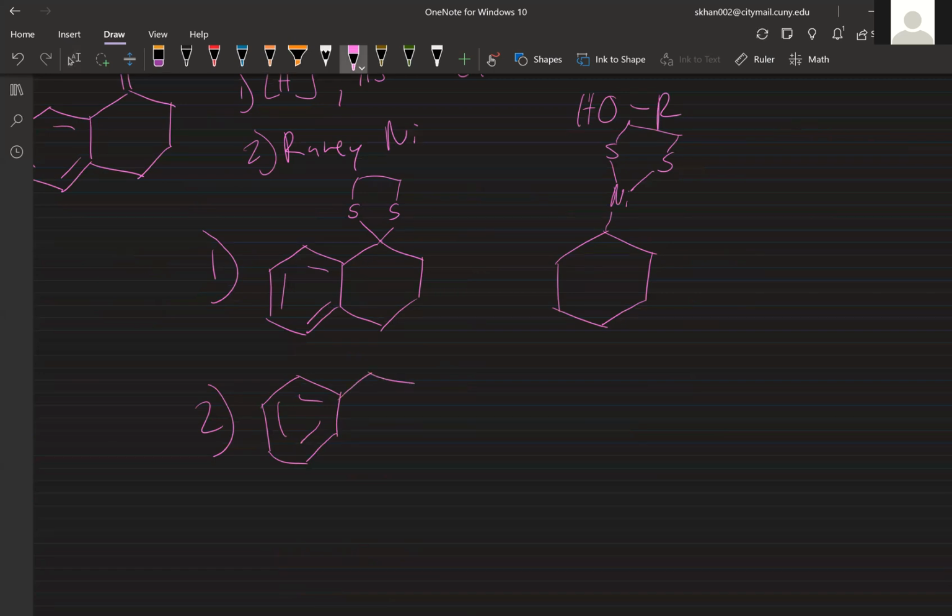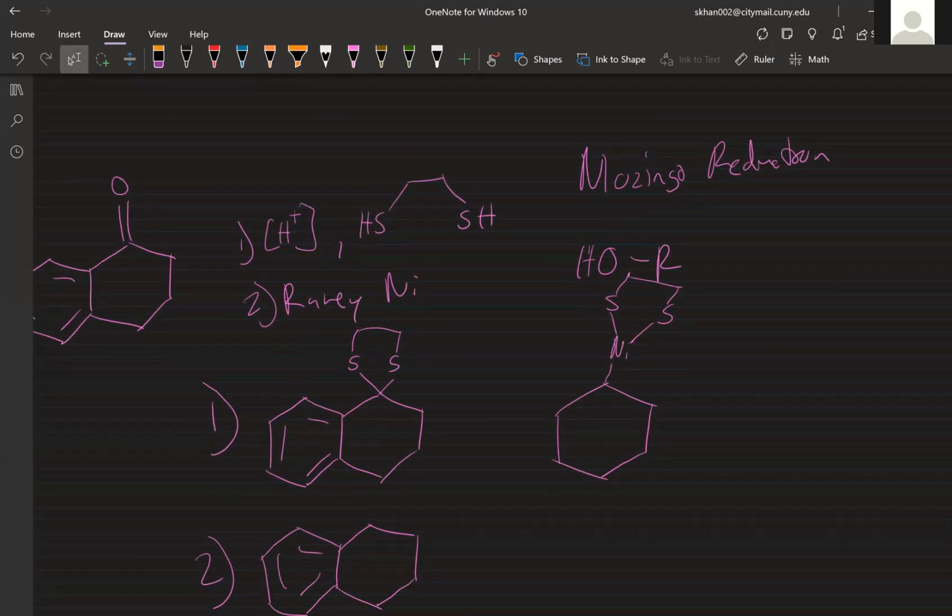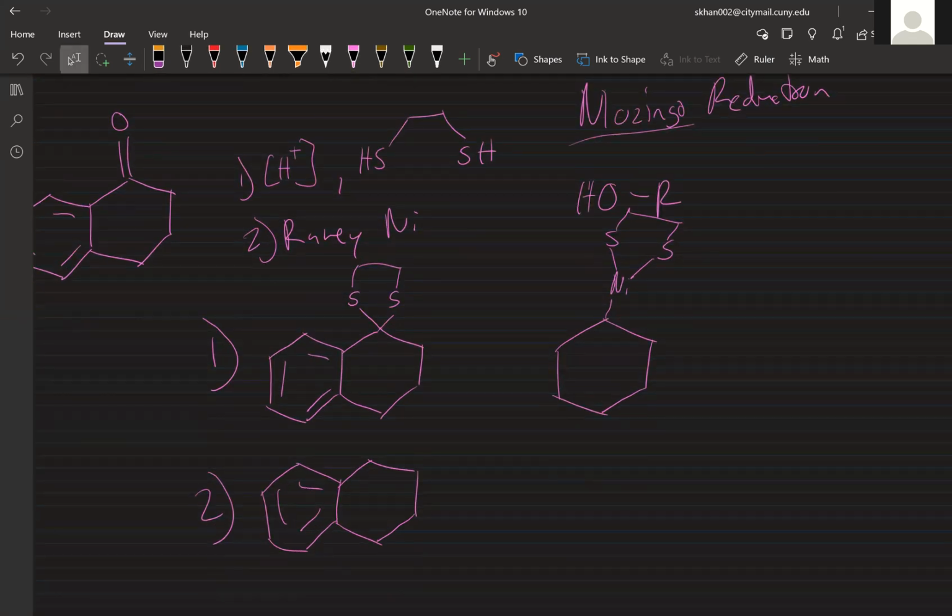Anyways, your final product is just this, right? So whenever you see this combination of the cyclic thioacetal and the Raney nickel, just remember, it's overall a reduction. You can remember it as the Mozingo reduction, and all it does is the same thing as we did with the hydrazone, the Wolff-Kishner reduction. It's just turning these into H's, right?